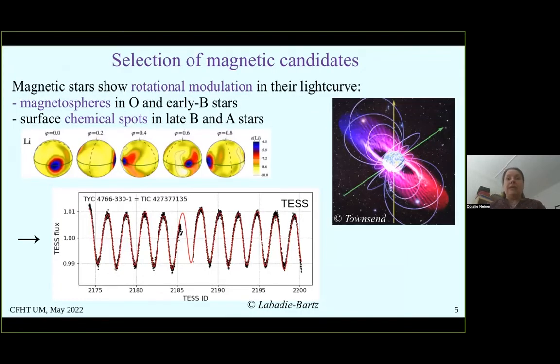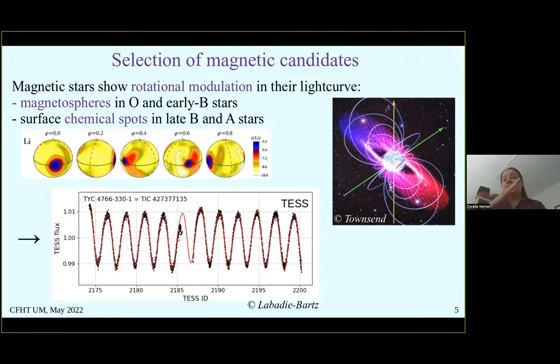So why can we use TESS data to select magnetic candidates? Because magnetic stars show rotational modulation in their light curve. In the case of massive stars, O stars and early B stars, this is because the wind particles are forced to follow the magnetic field lines around the star as they escape from the star. And the particles coming from the two magnetic poles will collide at the magnetic equator. This will form a magnetosphere.